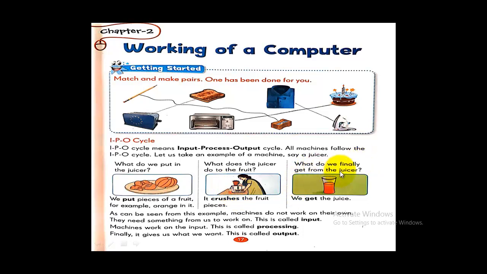Then what do we finally get from the juicer? Finally we get the juice.